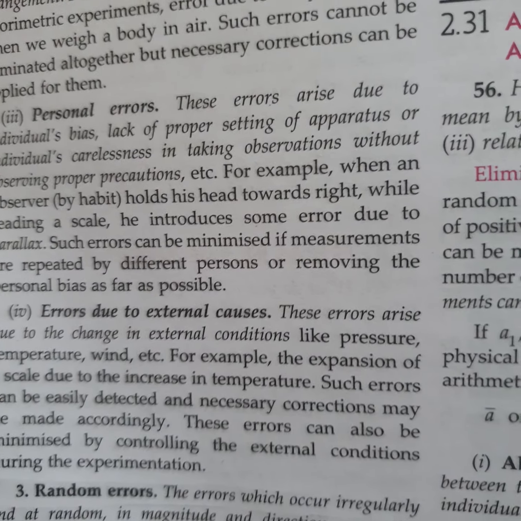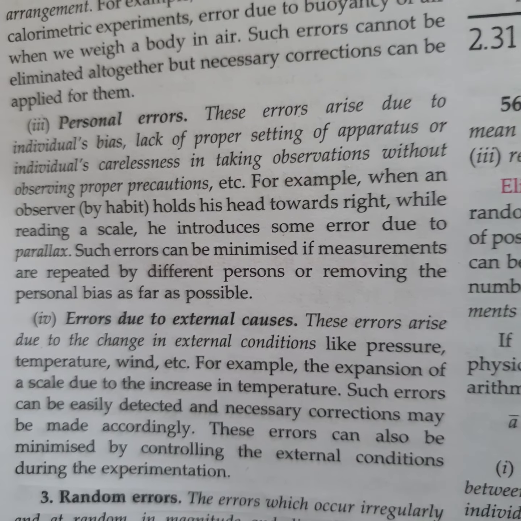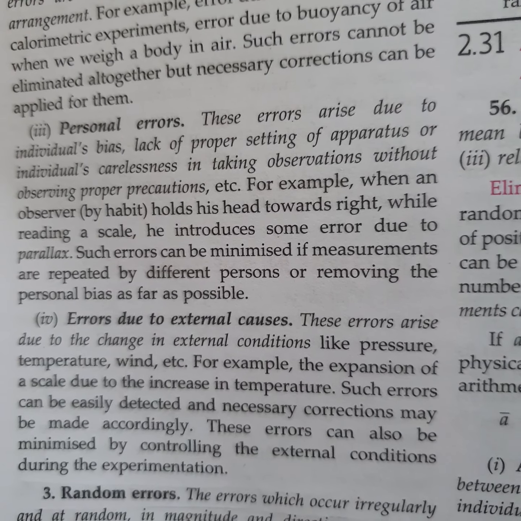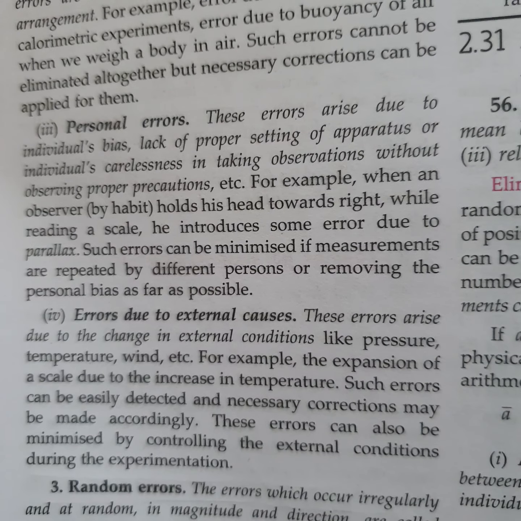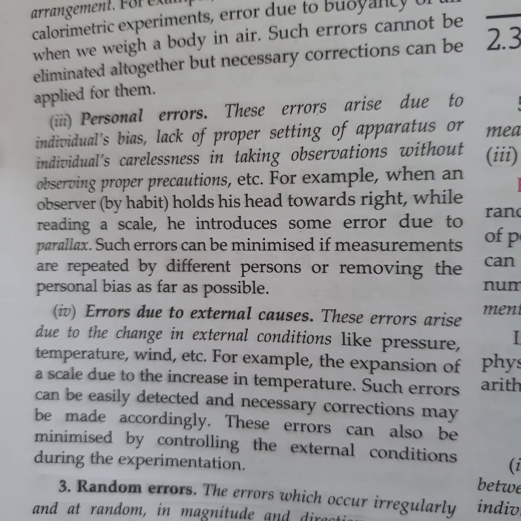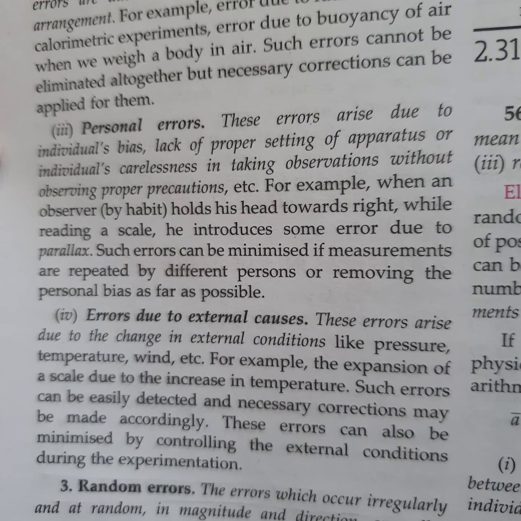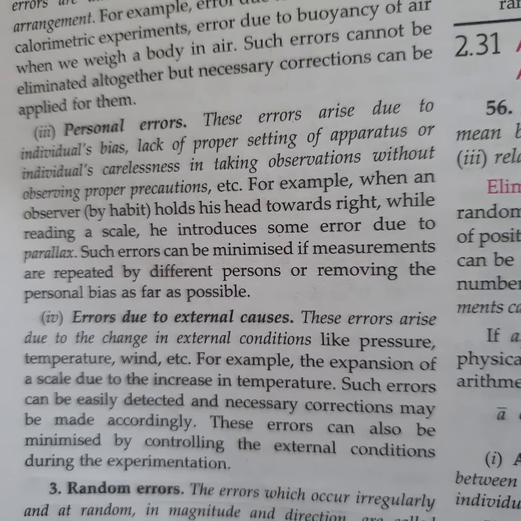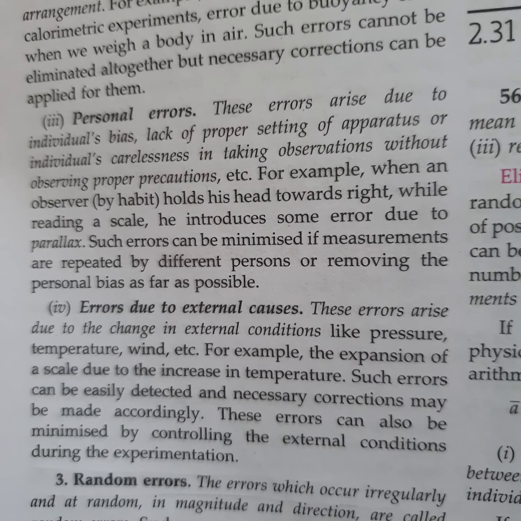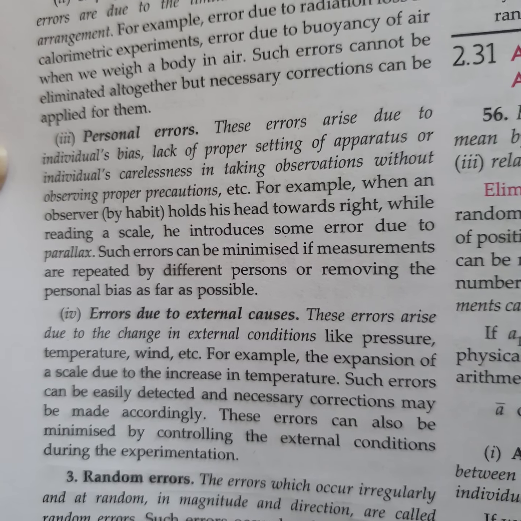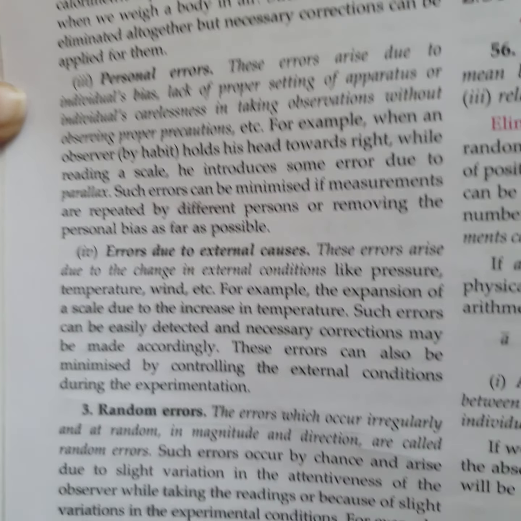Number 4, error due to external causes. External causes means change in temperature, pressure and wind. For example, the reading of the apparatus is different in summers and in winters. These errors are due to the external causes.